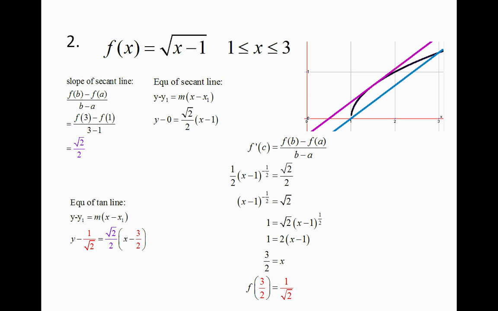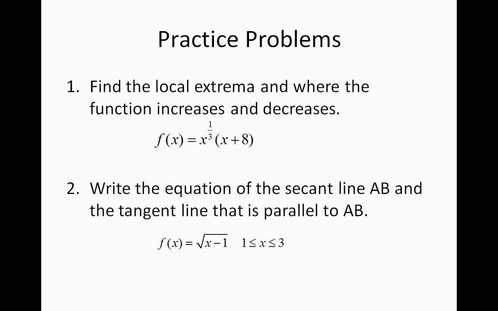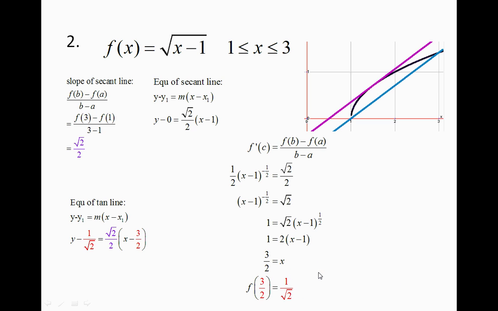Okay, so the second problem, let me go back and look at the question here. Write the equation of the secant line AB and the tangent line that's parallel to AB. If I take a look at my picture here, I just have my usual square root graph but shifted to the right by 1. It's a little hard to see, I've got a lot going on, but this black curve would be my function that I'm starting with, and I'm trying to trap it in the interval from 1 to 3. So I just have this one section here in black from x equals 1 to x equals 3.